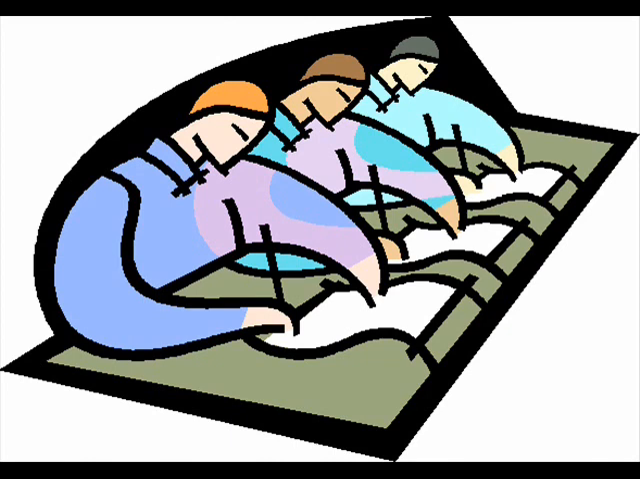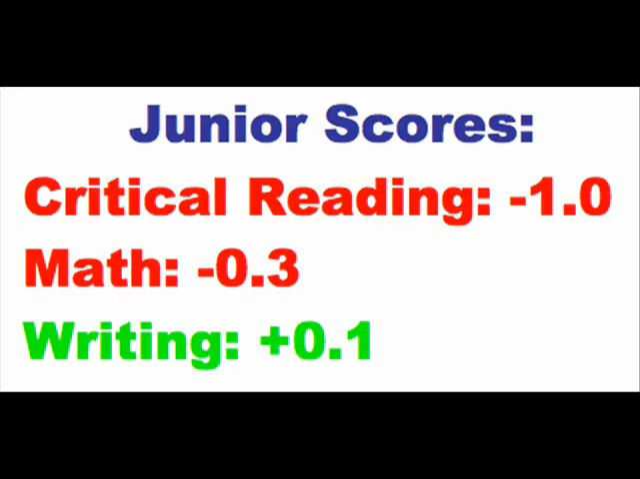The PSAT is optional, and it is usually taken by sophomores and juniors in high school in October. When comparing scores of juniors in high school from 2007 and 2006, scores varied slightly. Critical reading dropped 1 point, math dropped 0.3 of a point, and writing increased by 0.1 of a point.